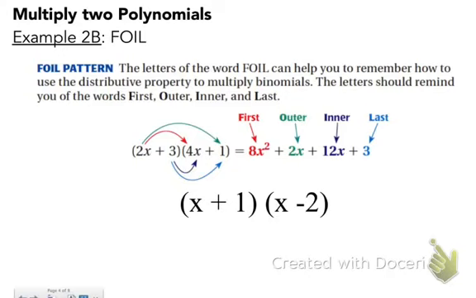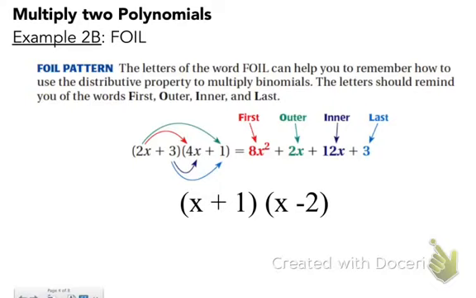The second method you can use for multiplying polynomials, this actually only works for multiplying two binomials, but it's called FOIL. So it's a way to help you remember to get each combination, and it stands for first, outer, inner, last. So 2x times 4x would be the first combination. 2x times 1 would be the outer combination. 3 times 4x is the inner combination. And 3 times 1 is the last combination.